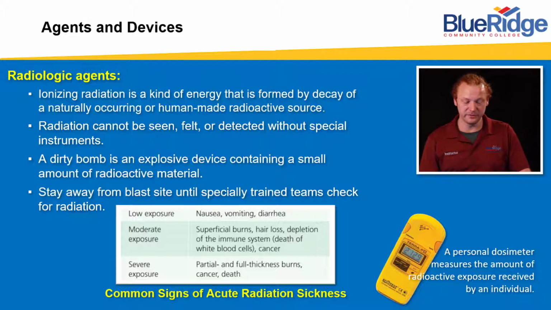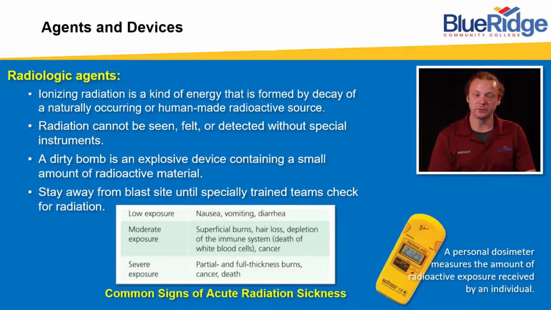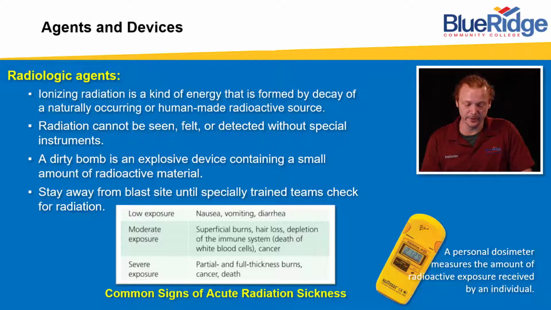Radiation cannot be seen, felt, or detected with any normal body senses. Special instruments are needed to detect and measure the amount of radiation that is present. An explosive device containing a small amount of radioactive material is known as a dirty bomb. Such an explosion could contaminate anyone in the vicinity of the blast. If the presence of radiation is suspected, stay away from the blast site until specially trained teams check for the presence of radiation with special monitoring devices.